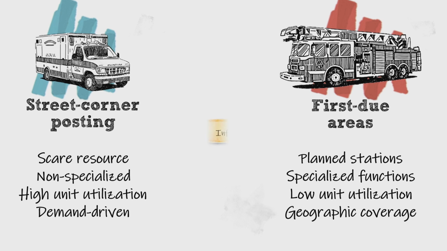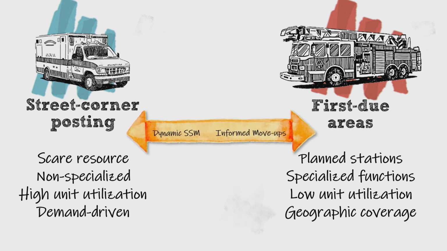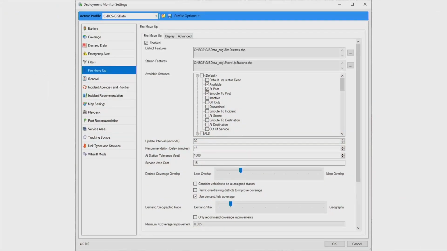But it's not an either-or proposition. There's actually an entire spectrum between these ideas of a very dynamically posted vehicle using street corners and the very static idea of a brick and mortar station with a first due area that's predefined around it. So there's a whole lot of other abilities in there to be dynamic or to be more intelligent in the way that we move vehicles. And that's just a configuration change within the software.